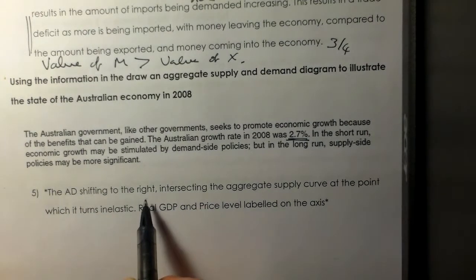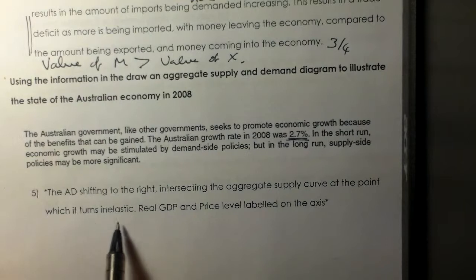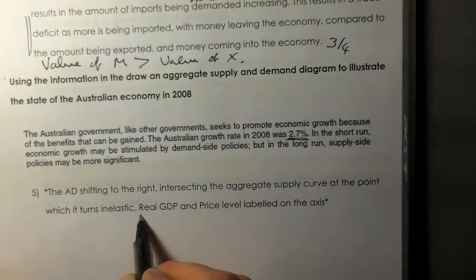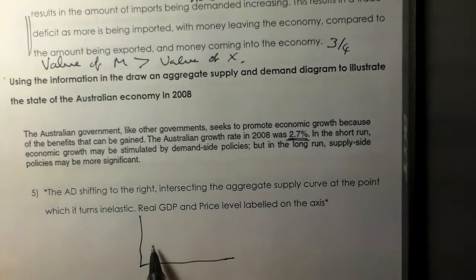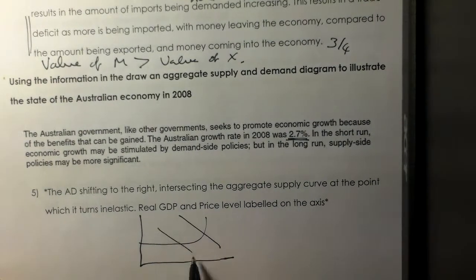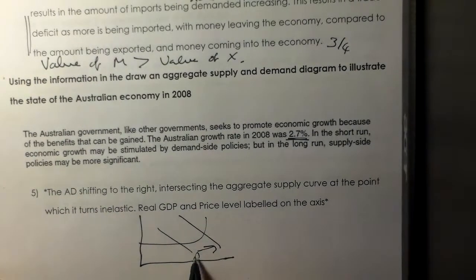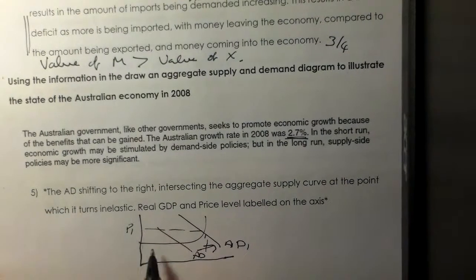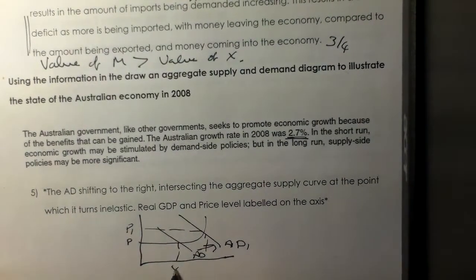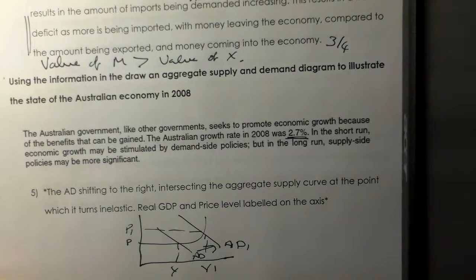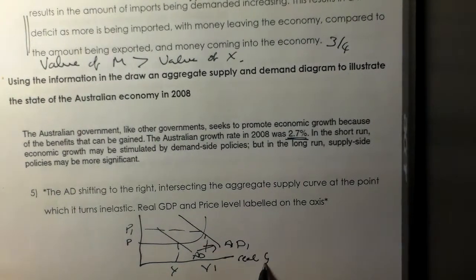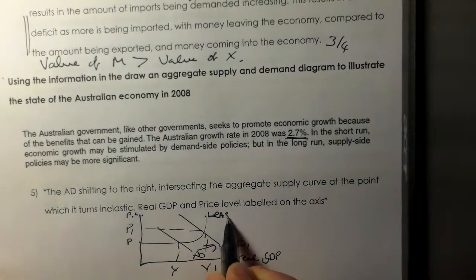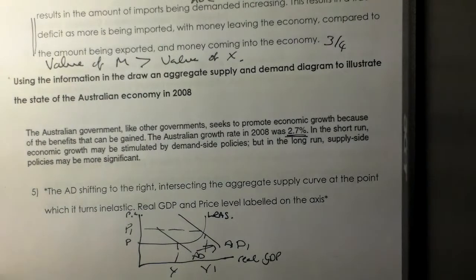Here it says aggregate demand shifts to the right, intersecting aggregate supply at the point which it turns inelastic, real GDP and price level labelled on the axis. Well, it hasn't been drawn. The diagram could have been just short-term economic growth, which is kind of described here with some demand pull inflation, P1 from P. Remember that the axes are Y and Y1. Don't forget to label real GDP and price level here, and long run aggregate supply on the graph there.